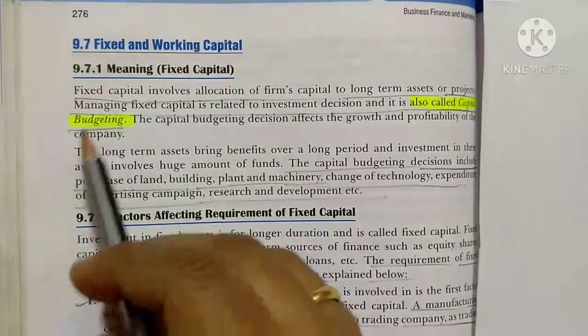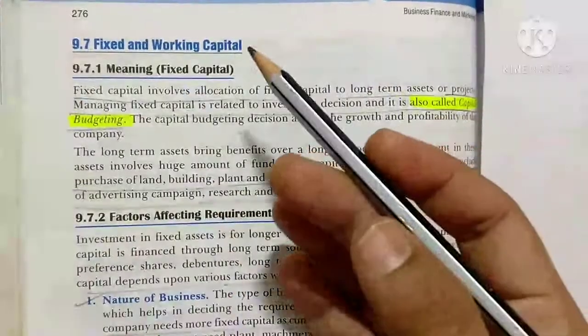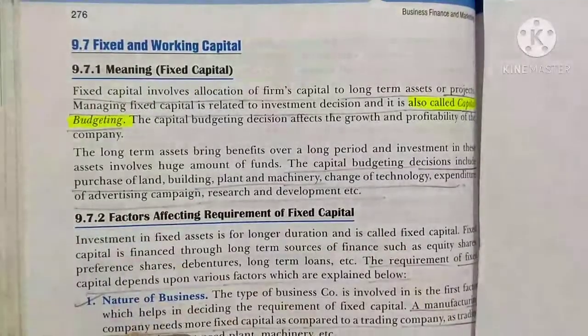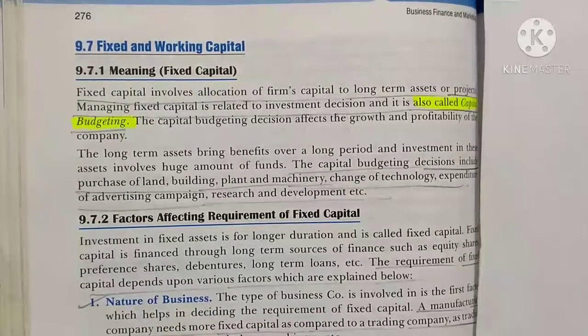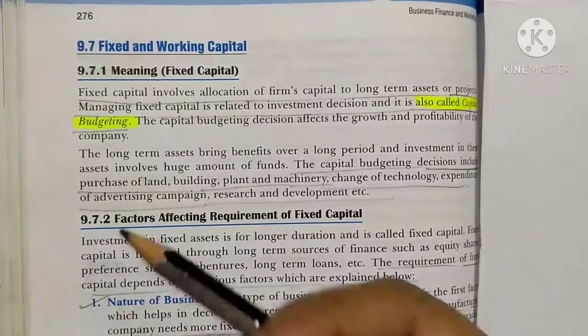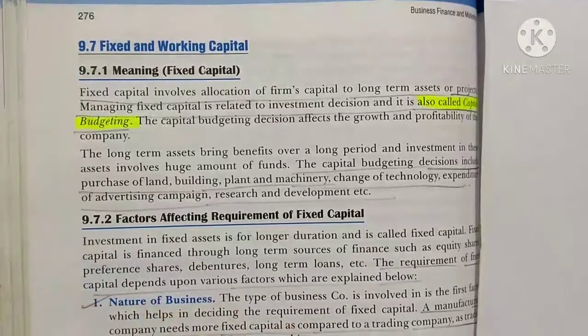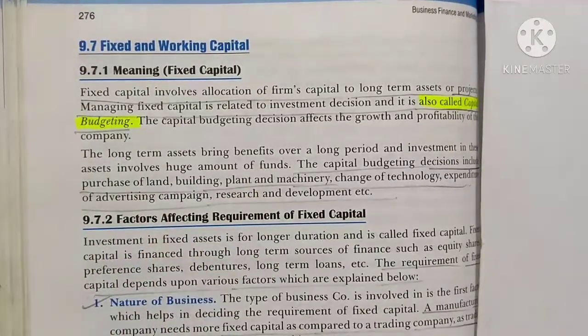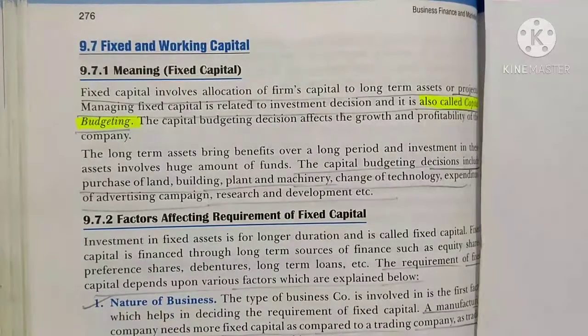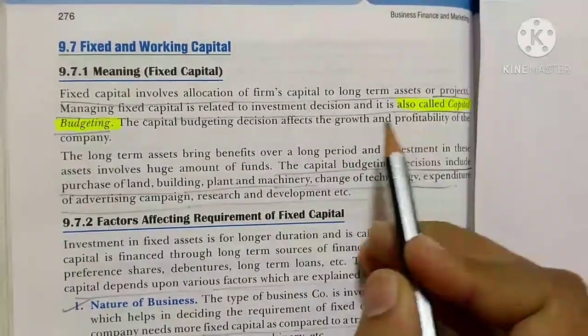Now students, our next topic is fixed capital and working capital. First we will talk about fixed capital. What is the meaning of fixed capital? Fixed capital means how much capital of the company is going to be invested in long-term assets or projects, or you can say fixed assets. That is called fixed capital. And the decisions related to investment in fixed assets are called capital budgeting.